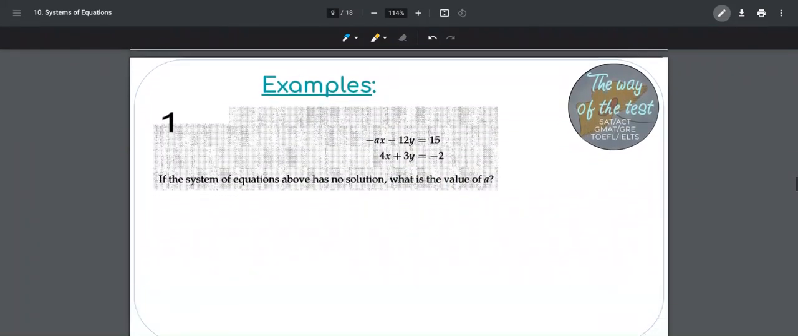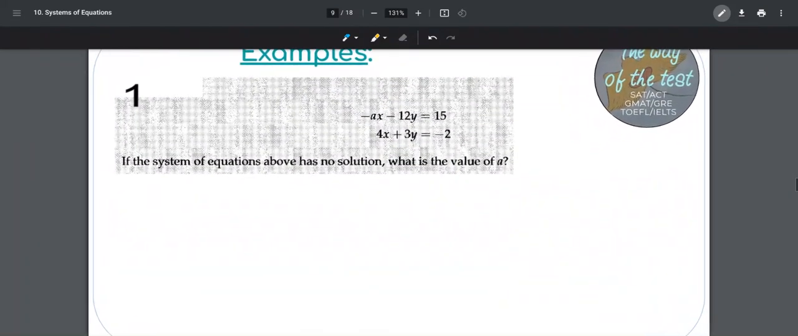Okay, I want you to do this example over here. Pause the video, use whatever method you need to use, and we're going to solve this question. Write down the answer, and we're going to solve it.